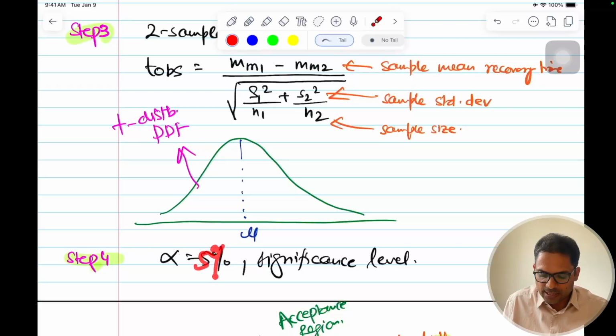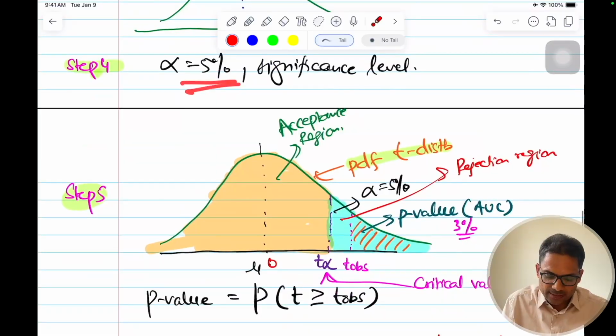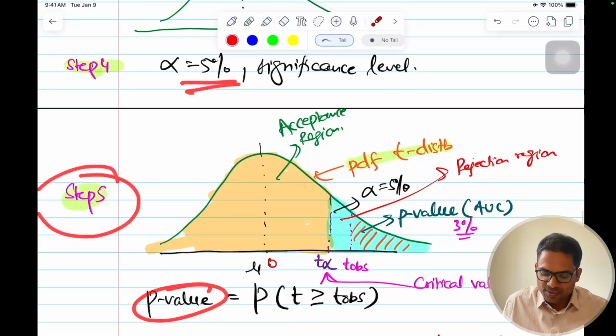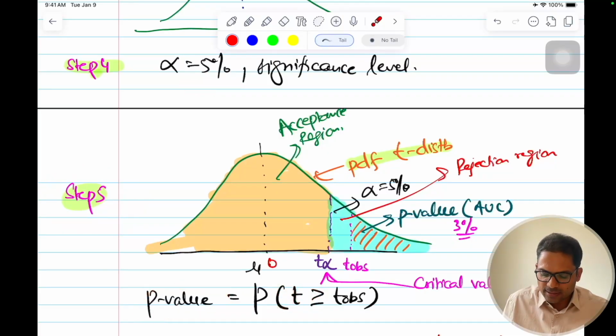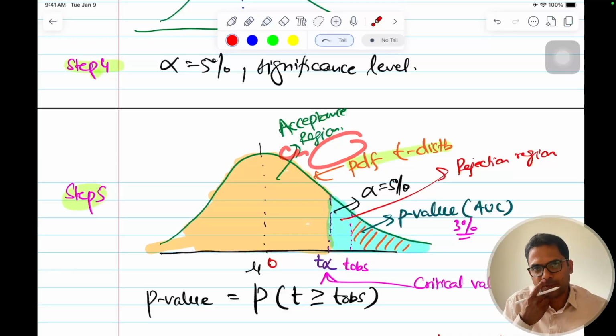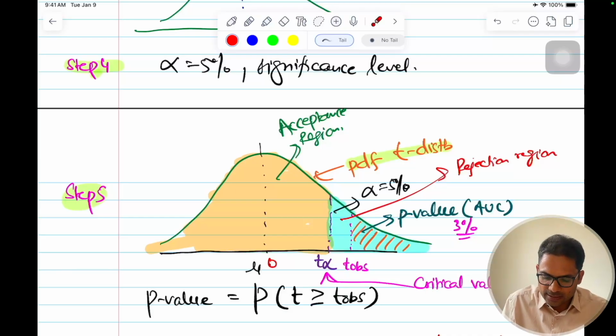In the next step, we decided my significance level, which is 5%, the standard. In the next step, we calculated the P value. The P value is the probability of seeing any test statistic that is greater than or equal to T observed. So this is my T observed, and this is the PDF of some test distribution. It can be a T distribution, normal distribution, or chi-square distribution, depending upon the test. Here it is a T distribution.